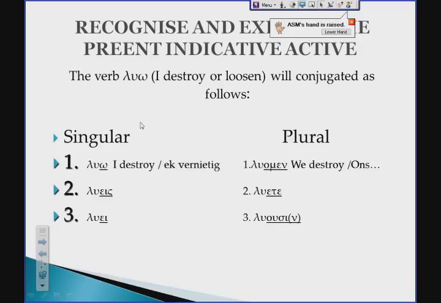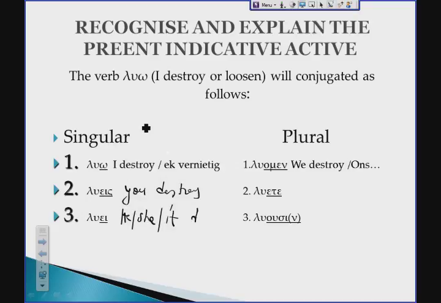I see a hand raised. I think it's White River. Put your mic on, and let me hear what is the question. Would it be correct for us to say, luo is I destroy, lueis is you destroy, and then luei is third person, he destroys? Of course, that is it. He, she or it destroys. Correct. Yes.